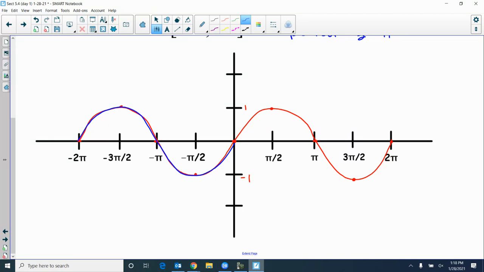So this is going to start right here. Where's my next key point going to be? It's usually right here, but it's going to be halfway in between there because it's getting compressed. And it's also going to go down to negative 2. So halfway in between there, it's going to hit at negative 2. And then at negative 3 pi over 2, we're going to hit at 0. And then it's going to go up to 2, go back to 0. So this will be one cycle.